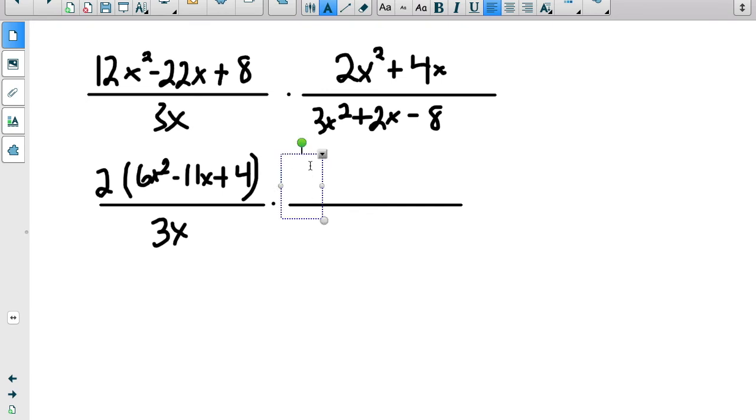Now 2x squared plus 4x has a greatest common factor of 2x. So we can factor 2x out of 2x squared. The 2 factors out completely. And if I take 1x out of x squared, I'm left with x. Plus, if I factor 2x out of 4x, if I factor 2 out of 4, I'm left with 2. And the x factors out completely, so I'm left with 2x times x plus 2.